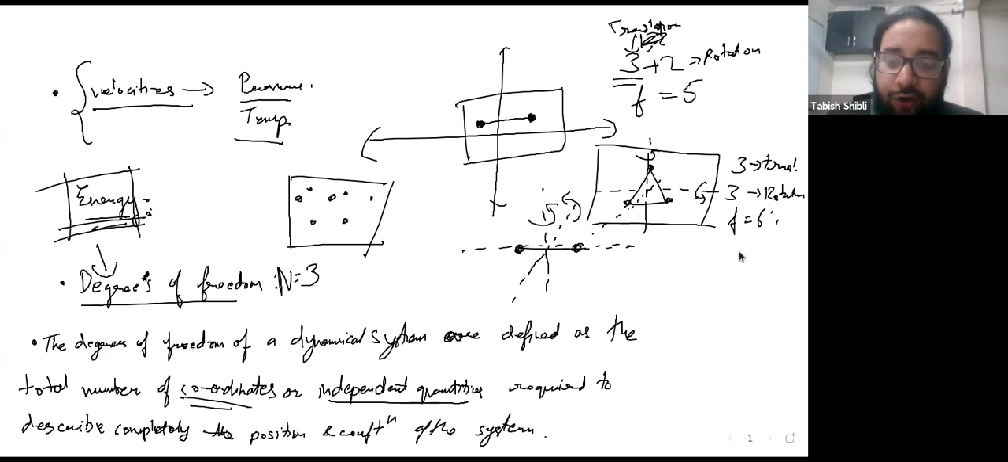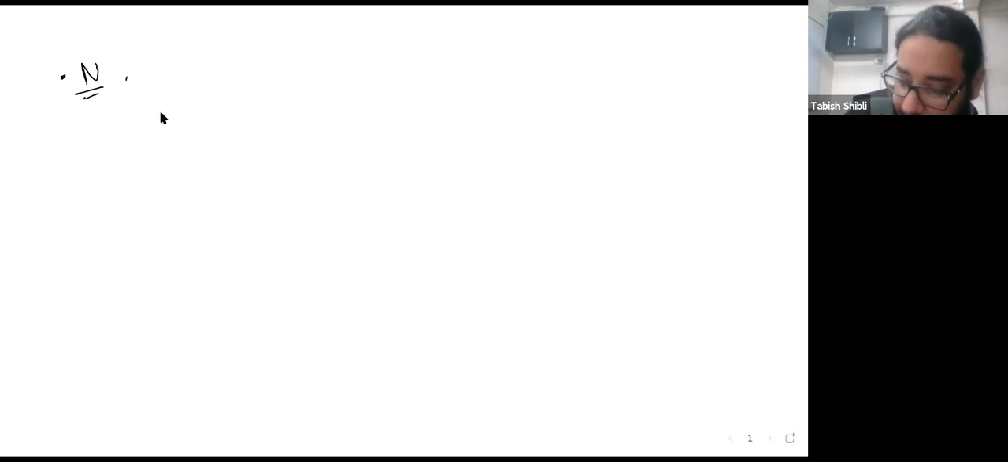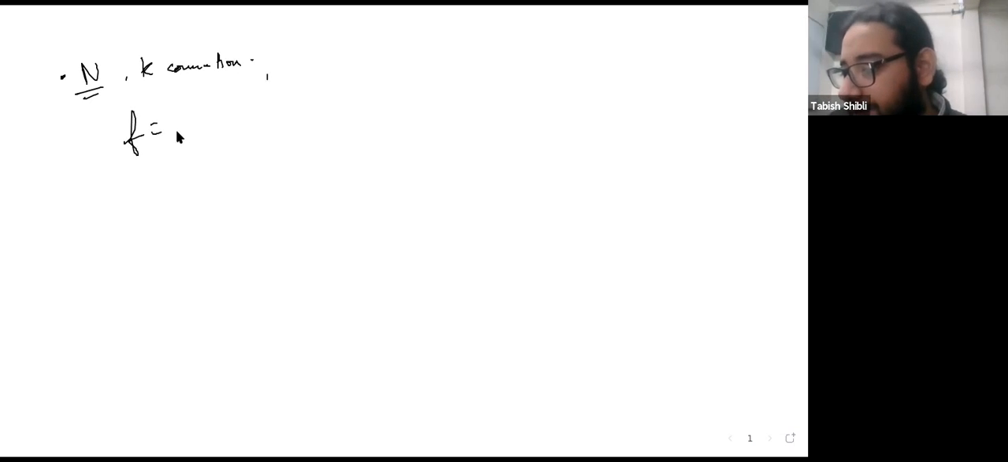One can make a general rule out of this. So let's say there are n such atoms inside one molecule, and there are k connections. Okay, and there are k connections. So what is the total degrees of freedom that one can figure out from here?